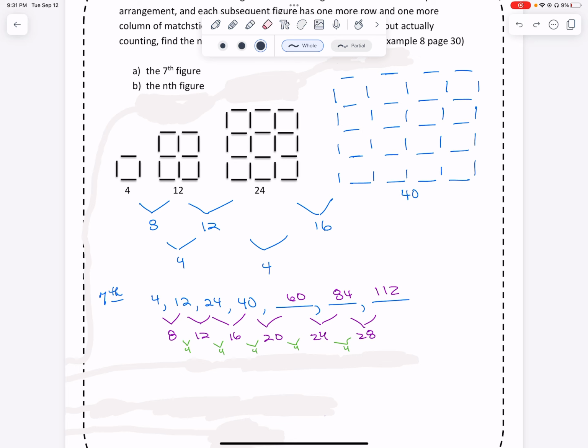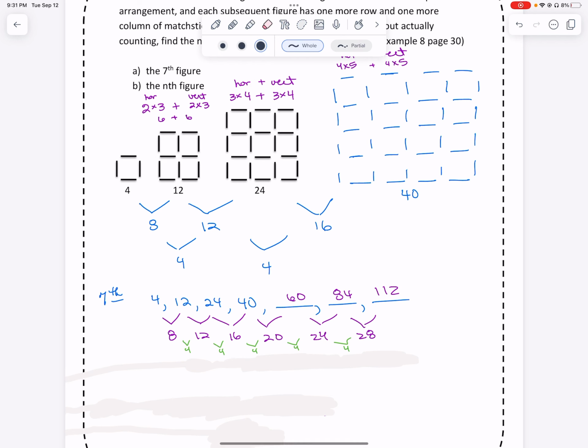Then I add 4 to my 24 to get 28. And that's what I'm going to add to 84 to get 112. Okay. So that works great. The problem is they want to know what the nth one is. Okay. So let's see if we can come up with a pattern.